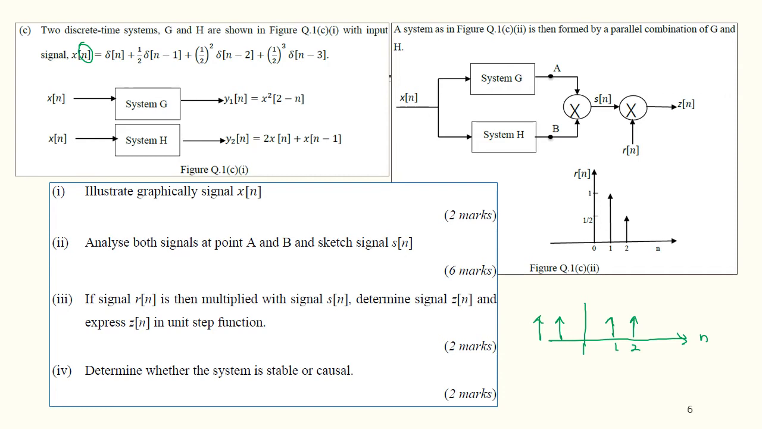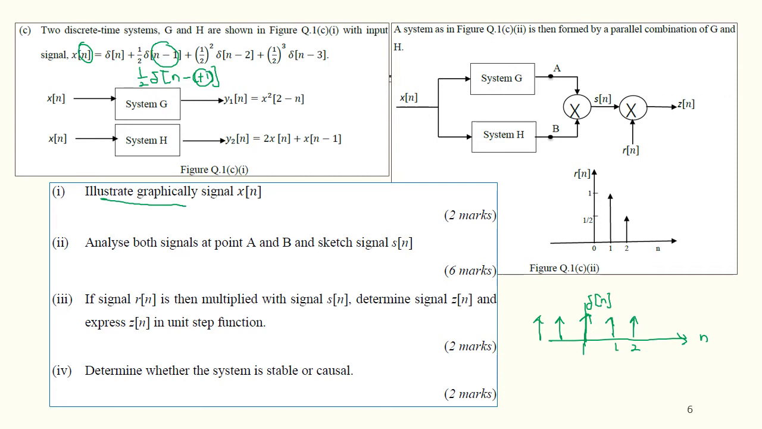Again, the question asks you to illustrate graphically, so you need to sketch signal x[n]. So x[n] equals delta[n]. This is delta[n], with delta[n] plus minus 0. So this is at delta[n], and then you have n minus 1. Please make sure you remember when it's shifting. You need to compare with the basic equation, 1/2 delta[n minus positive 1], so the signal is shifted to the right by 1. Followed by the other components.